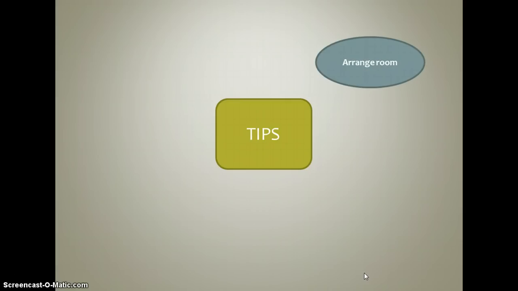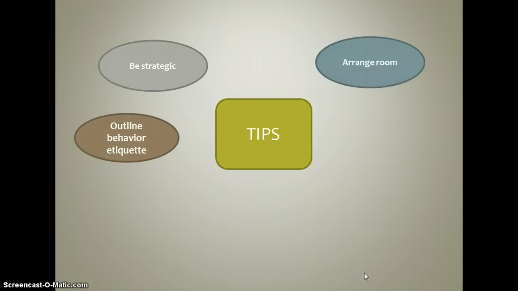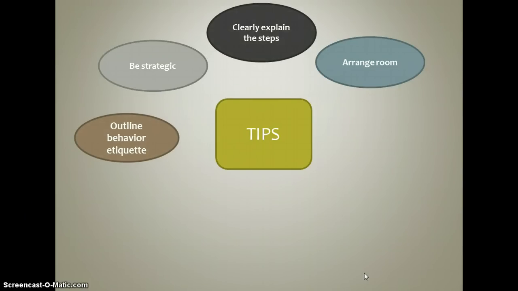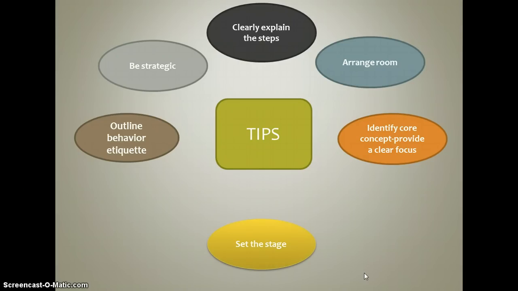Make sure to arrange the room to appropriately stage the simulation. Be strategic on how you assign students. If doing role-playing in a group setting, you may want to place timid students with non-timid students. Outline their behavior etiquette and clearly explain the steps so they know how it will unfold. Identify the core concept and provide a clear focus. Set the stage and establish the mood. Give as much control to the students as they can handle. And step in to pose challenging or relevant questions.